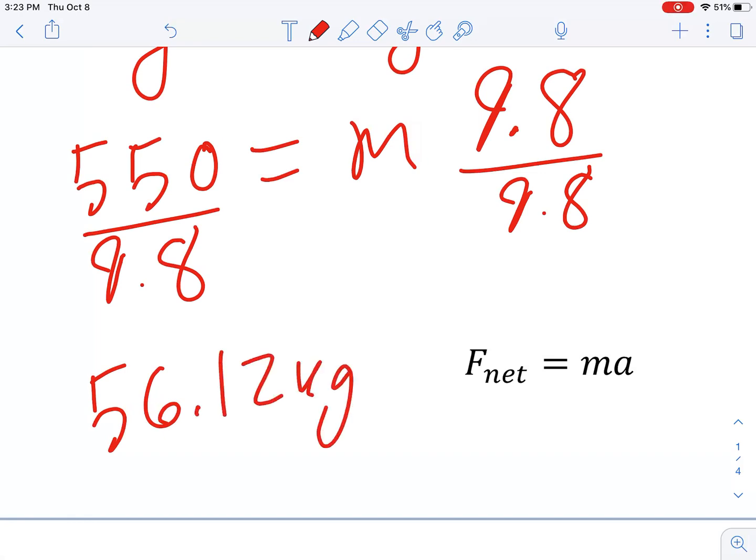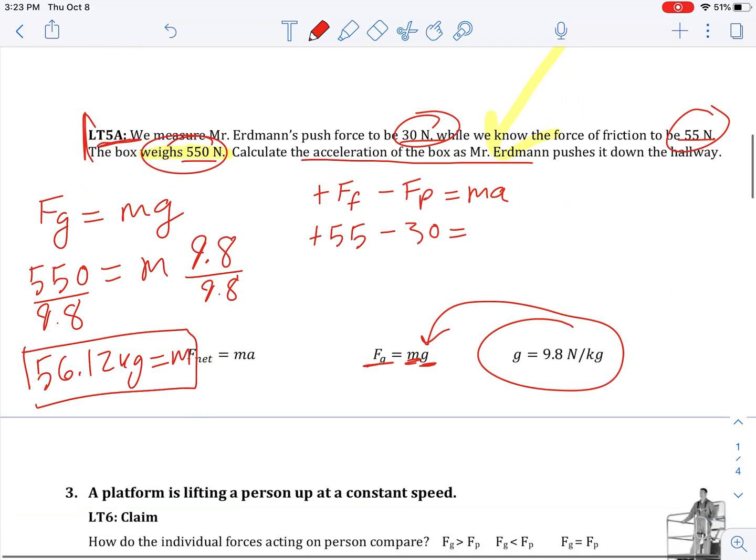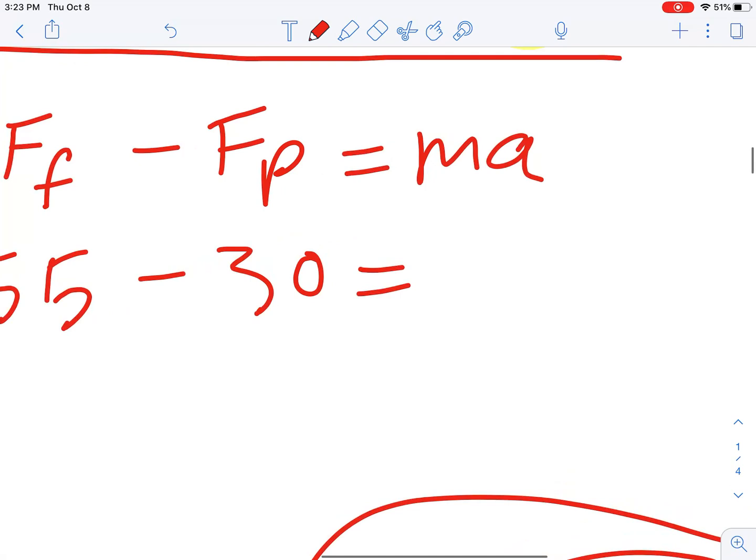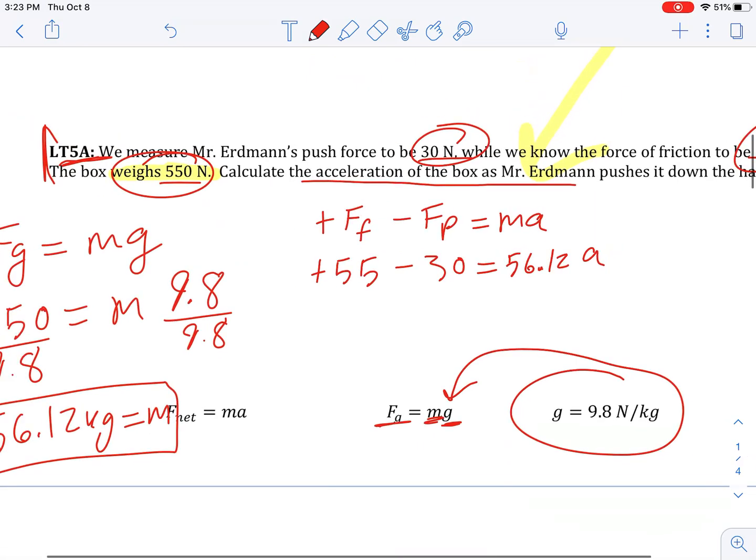56.12 kilograms is the mass of that box that Mr. Erdman's pushing. Well, now that we have that value, we did that little side work, we can plug it in here. So 56.12 is the mass times acceleration. And now what we've discovered is we only have one unknown. And when we get our equation down so there's only one unknown, it's just algebra from there.